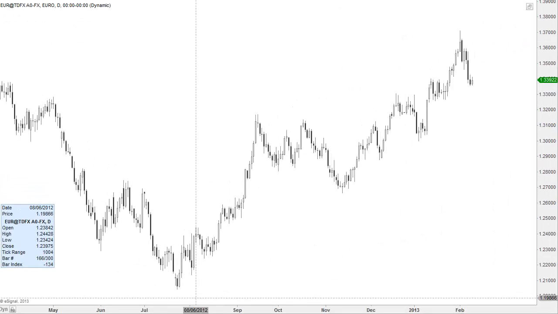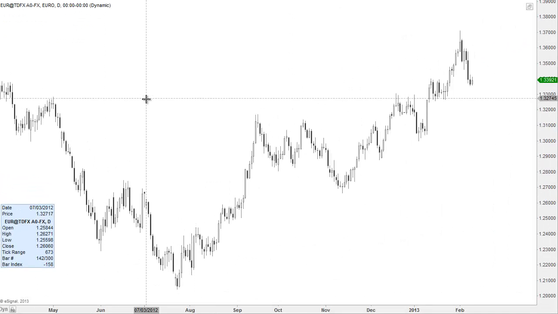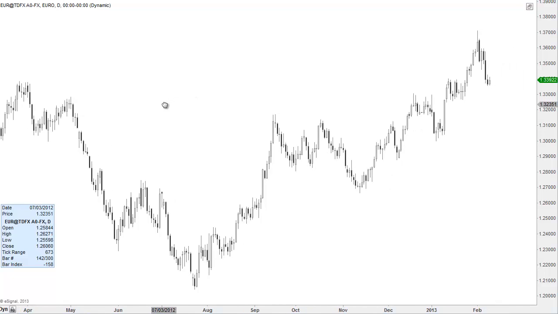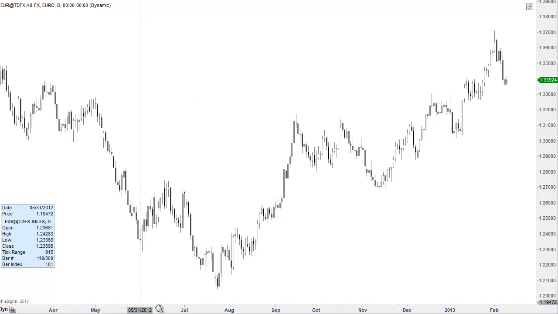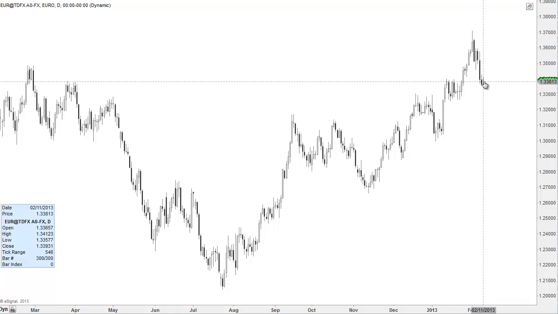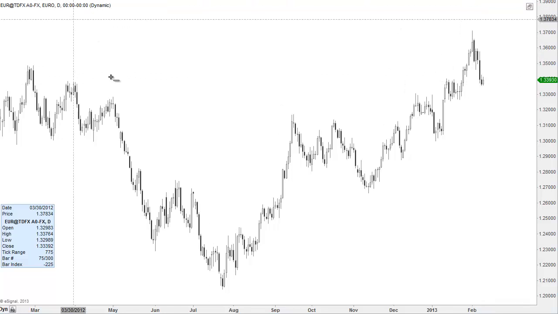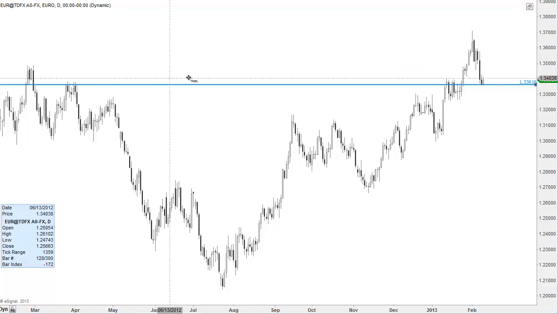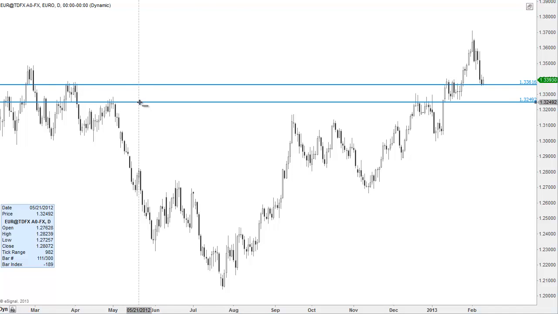On the euro, I'm starting off on a daily time frame, and what I'm going to do here is pick out the support and resistance levels. If we look, the market came down nicely last week. We had a little rally on Friday, and we're actually sitting against the resistance level right there. And we've got one right under it right about here.